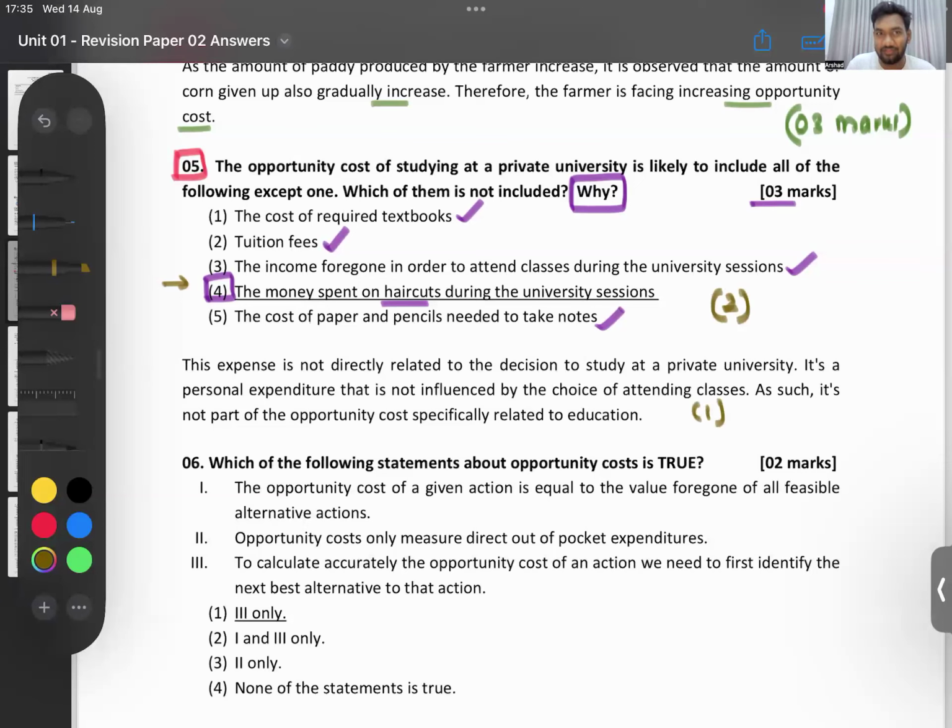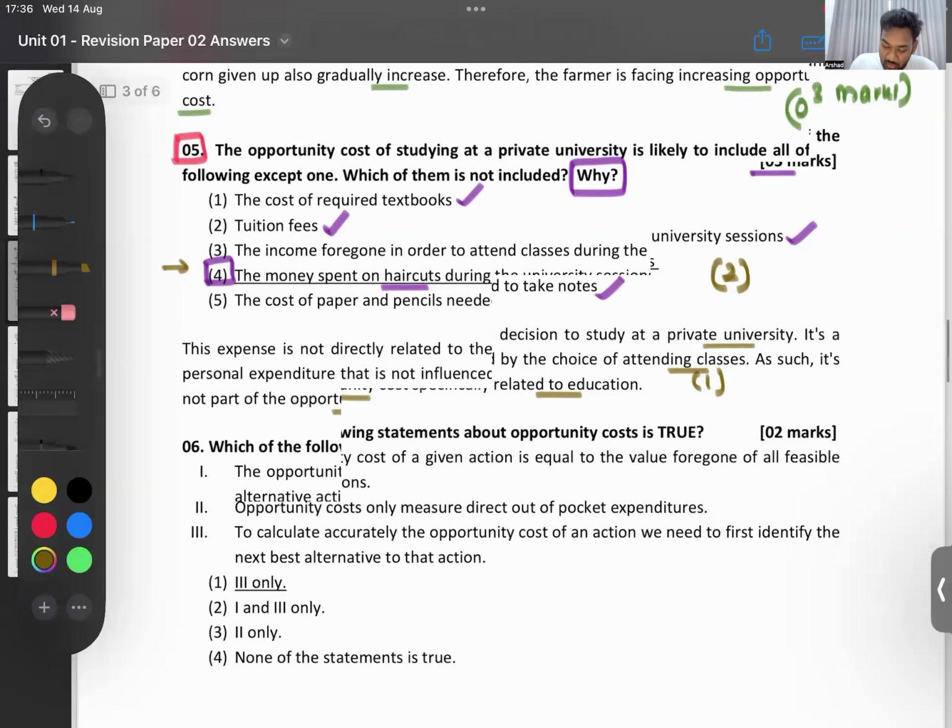I'm asking why. Most of you missed that. How many of you wrote the why? Some of you wrote it, but that was wrong. Here the why is, yes, this expense is not directly related to studying at a private university. It's a personal expenditure that is not influenced by the choice of attending class. As such, it's not a part of opportunity cost relating to education. It's not an opportunity cost of going to university because you would anyway have done that. You don't have to write a very detailed one. You have to say something like: a haircut, you would have anyway done it even if you did not go to university. So therefore, it's not an opportunity cost.